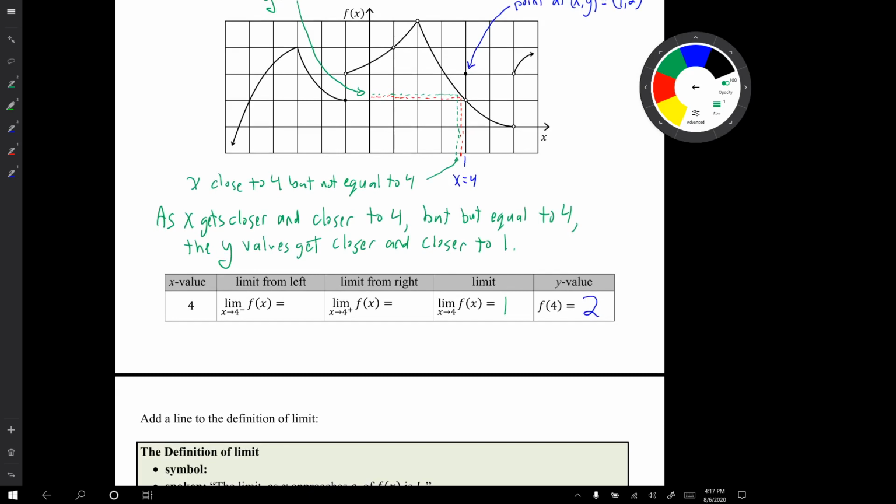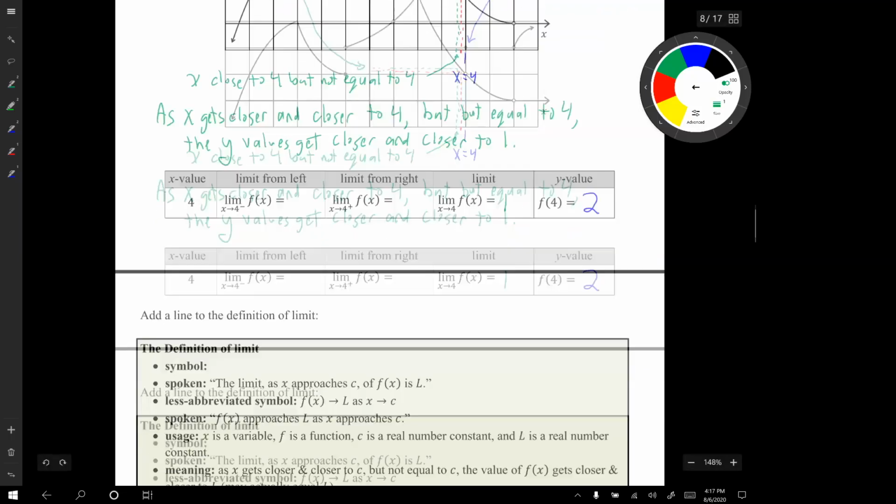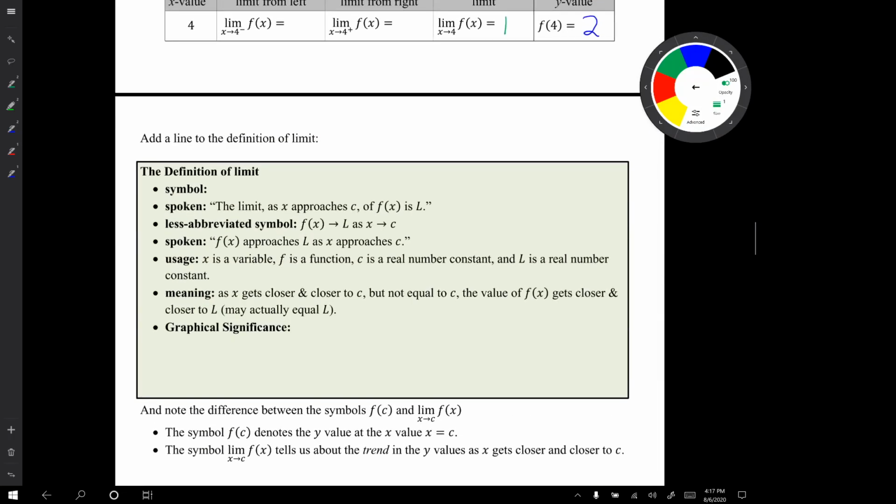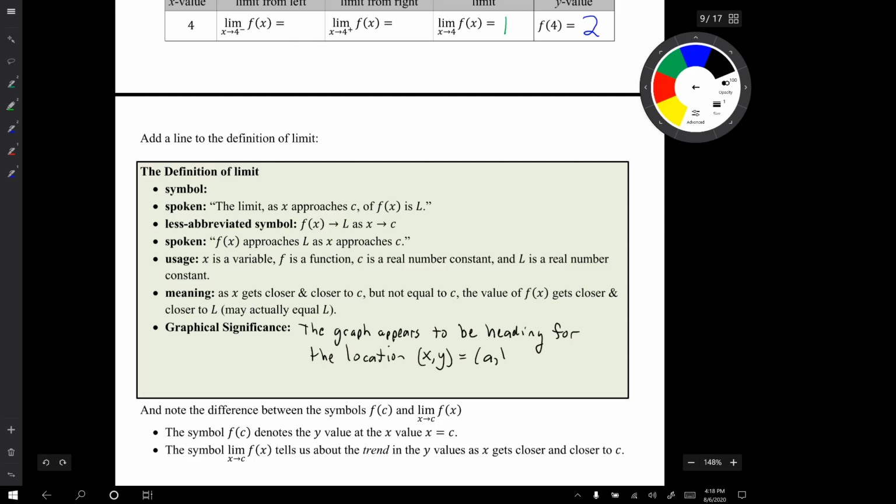So we can add a line to our definition of limit that conveys that idea. The line would look like this. Here's the definition of limit that we had before. I'm going to add a line to the definition to convey what we just observed. The graph appears to be heading for the location xy equals c, L.